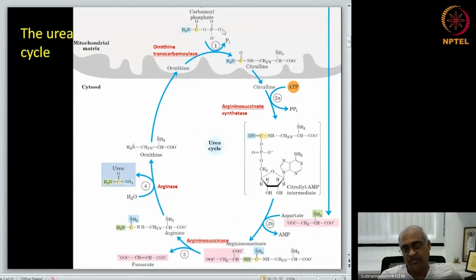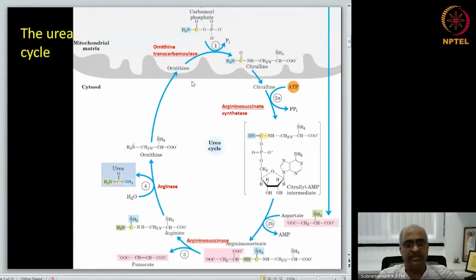That alone happens in mitochondria. The rest of it, it's a very small cycle. So you only have 3 steps other than this. If you include this, 4 steps, as opposed to 10-step glycolysis or 8-step TCA cycle. So this is what is urea cycle.